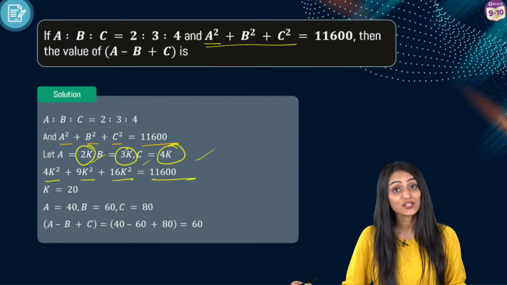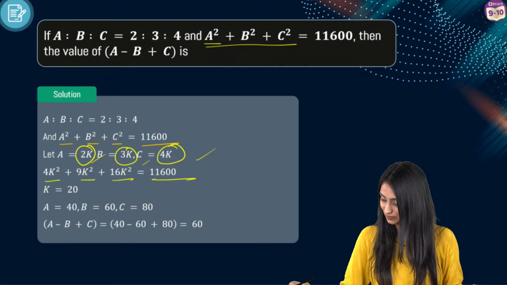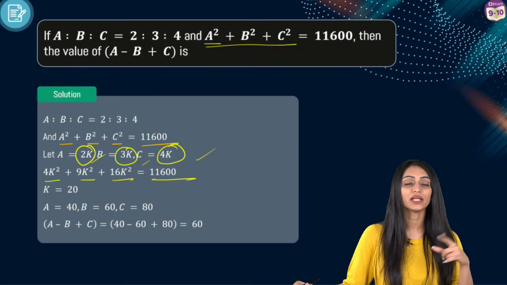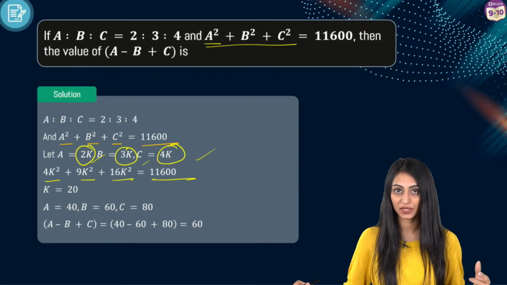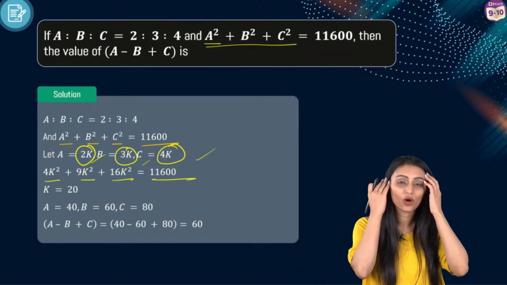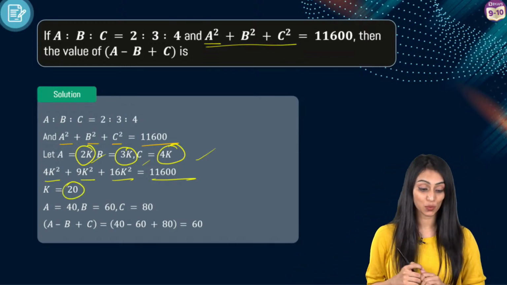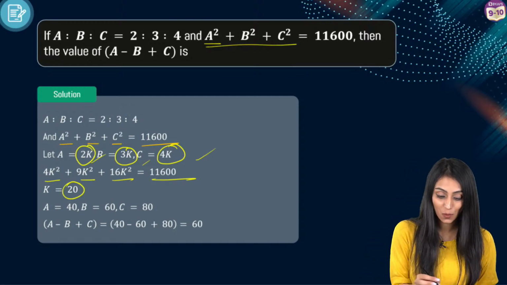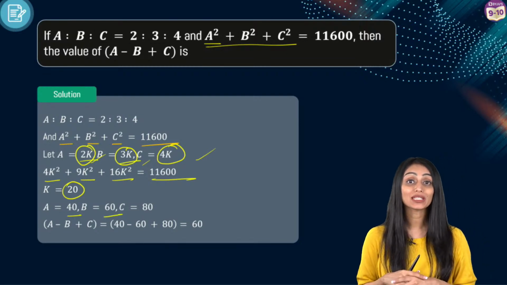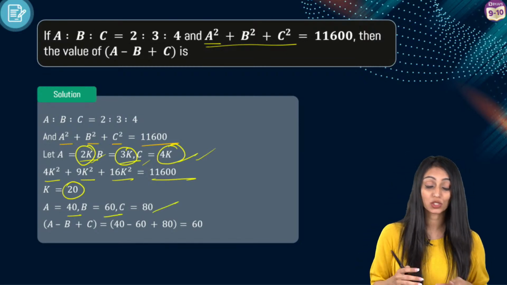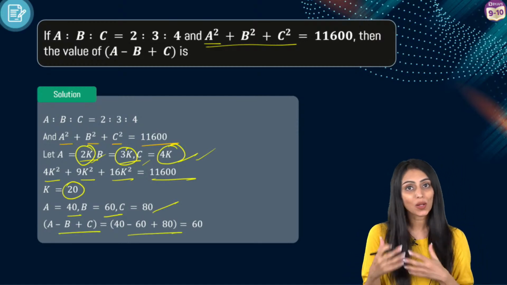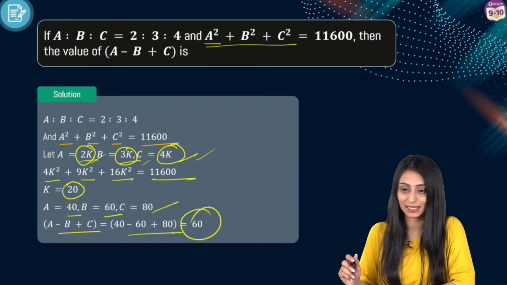This is the very first question of today's session. You have solved such questions. That's nice. So this is from the previous 15-year question papers. Yes, Tavishi, right, 60. So what we got from here? From here we can get the value of K, that's 20. So A, what is A? A was 2K. It would be 2 times 20, that's 40. B is 3K, that's 3 times 20, which is 60. And C is 4K, that's 4 times 20, which is 80. So A minus B plus C, if you substitute all the values here, you are going to get 60.